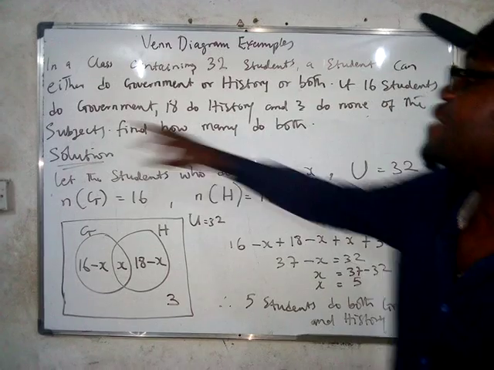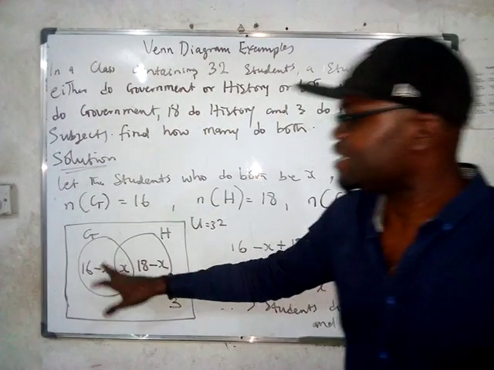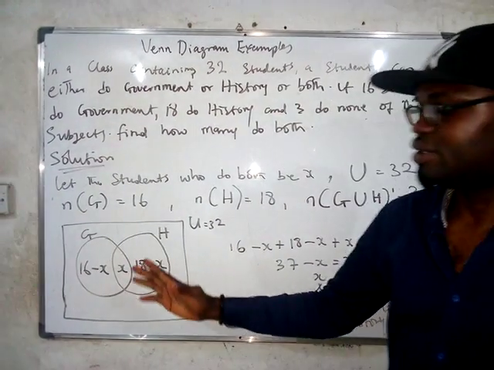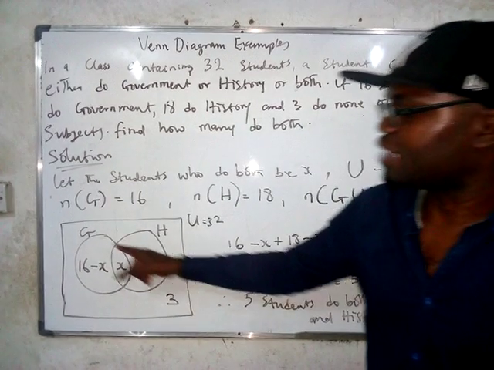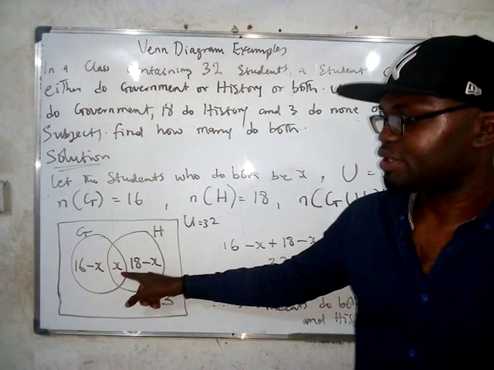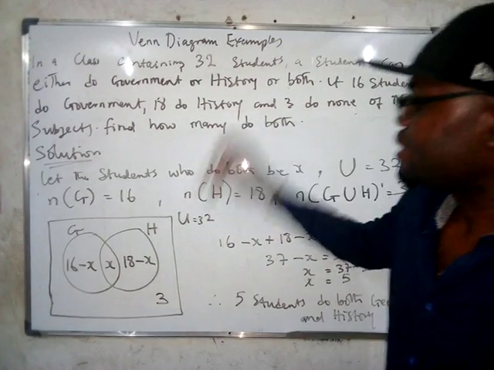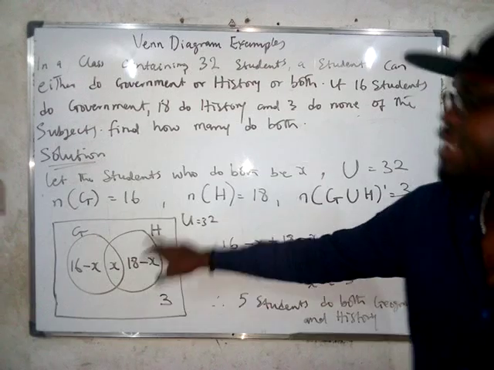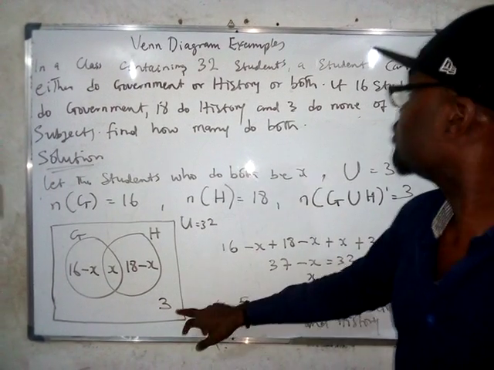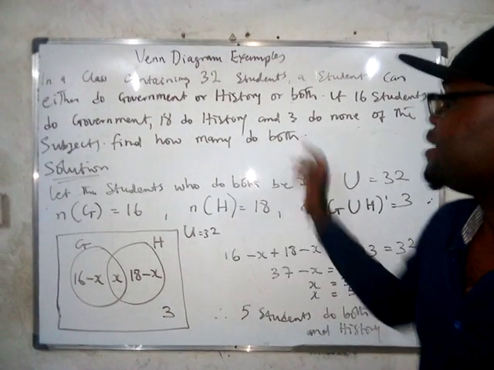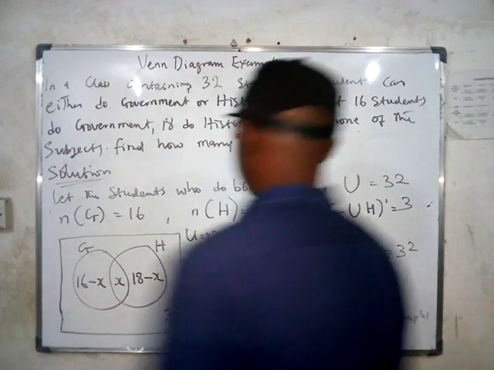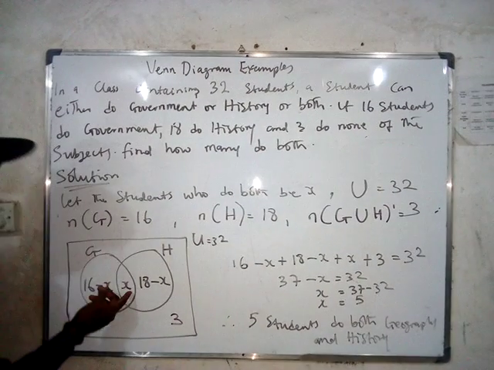Now, 16 students do government. That means that the people doing only government will be 16 minus the people that do both government and history. Can you say that? Now, 18 people do history, which means 18 minus X do only history. And 3 people do none of the subjects. Find X. That is what we are supposed to find.